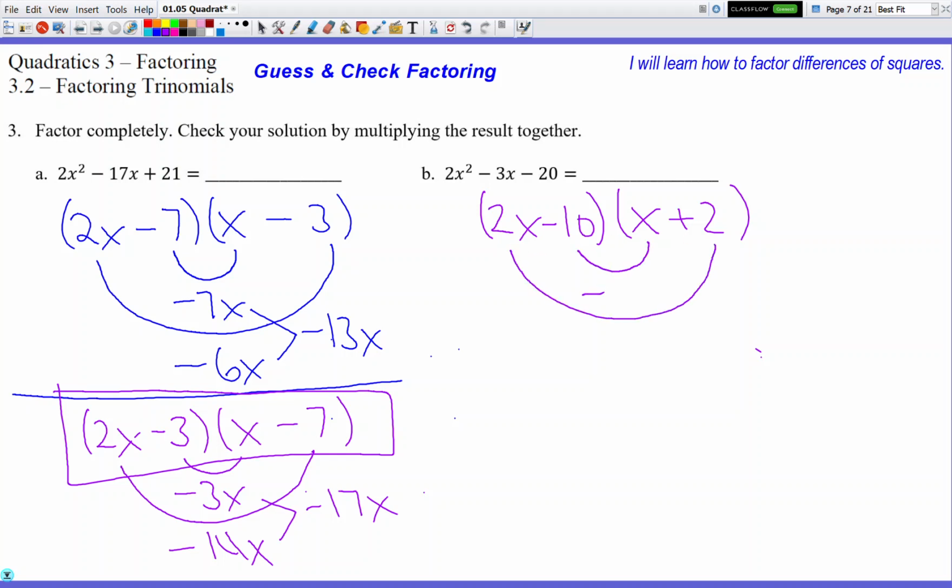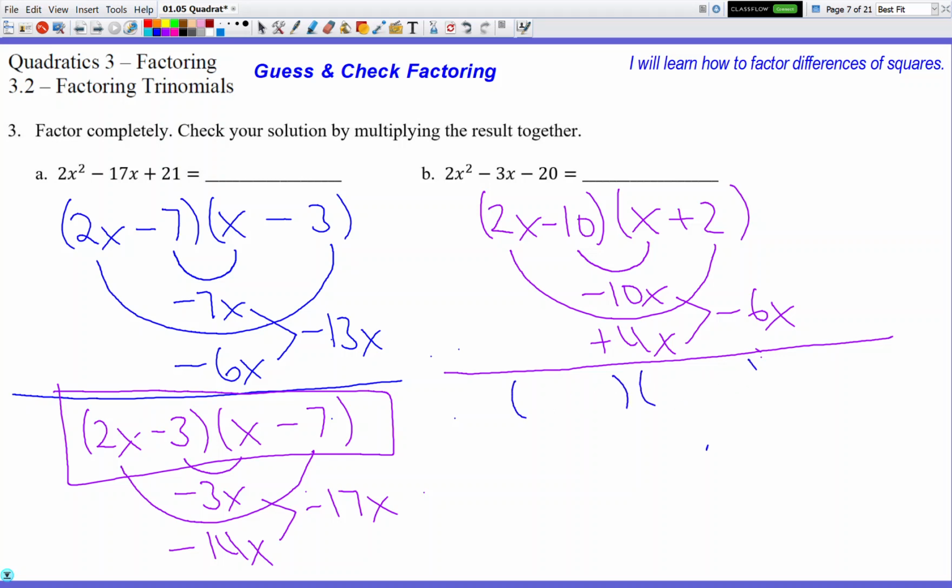Okay, so inside is negative 10x, outside is positive 4x. So when I combine it together, I get negative 6x. So did that work? No, I don't want negative 6x. What number do I want? I want negative 3x. So we're back to the drawing board again. So blank parentheses, and we're going to put 2x and x. Okay, so maybe 2 and 10 are not the numbers I want.